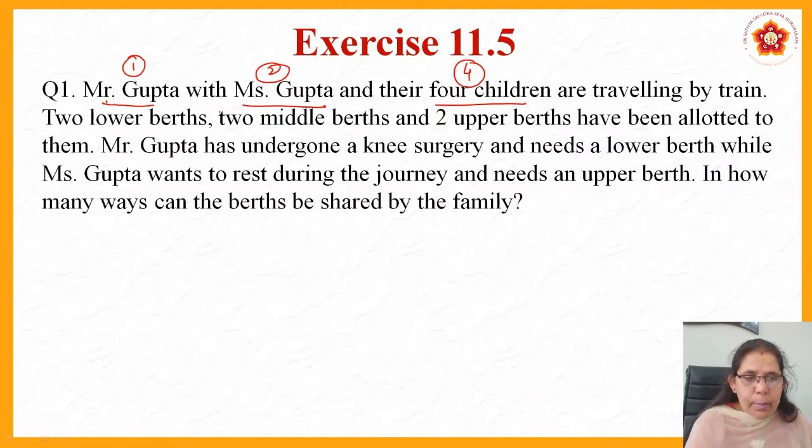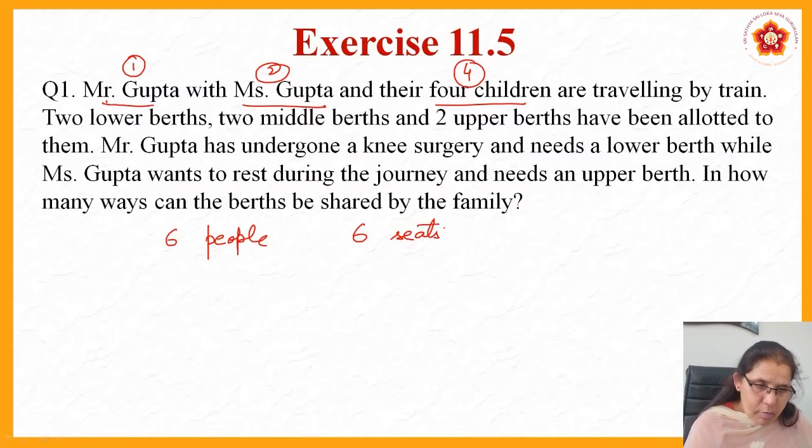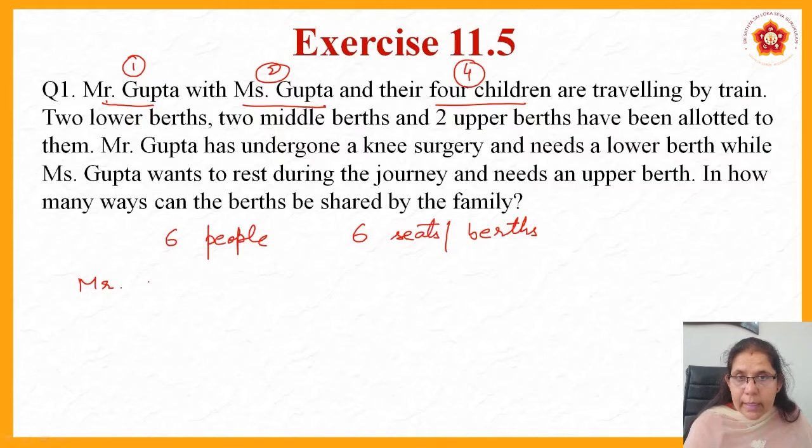2 lower berths, 2 middle berths and 2 upper berths have been allocated. In how many ways can the berths be shared by the family? So let us look at it. Total how many people? We have got 6 people and we have got 6 berths. Condition: first one is Mr. Gupta. He will occupy only one berth, but how many options does he have? What are the various choices available to him?